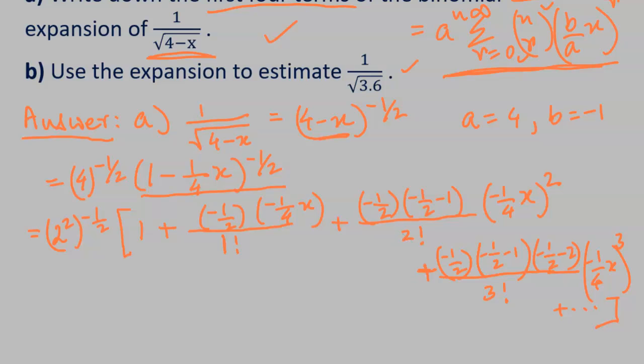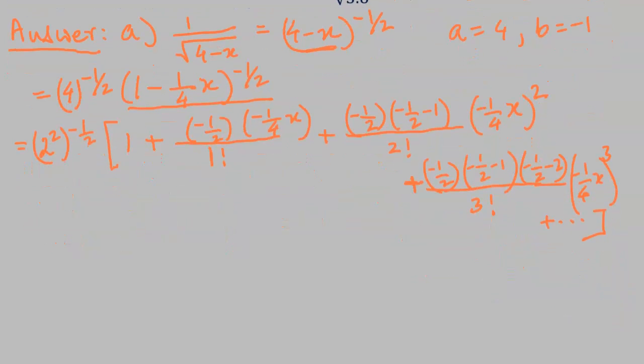Okay, and then we can do the simplification. 2 square, and 2 times negative half will be 2 to the power of negative 1, which is equal to half. Okay. And then we come to the expansion part. 1 plus, we are having minus and minus, so it will be a positive term. So it will be half times 1 over 4 is equal to 1 over 8. So it is 1 over 8 x.